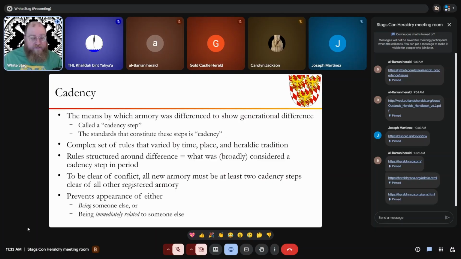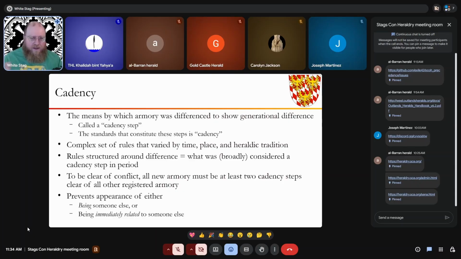This was usually done with sons, but I've seen it extended in the SCA to children in general, children of any gender. Your first son would bear your arms with a label until you died. Then they would remove the label and they would bear your arms undifferenced. So armory is inherited through the direct patriarchal line. This is generally the English standard.